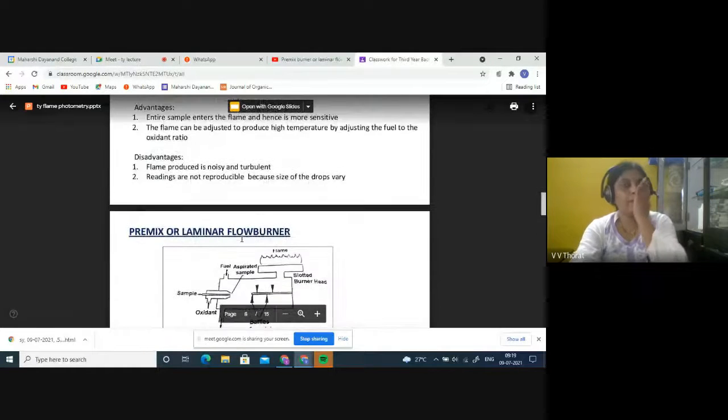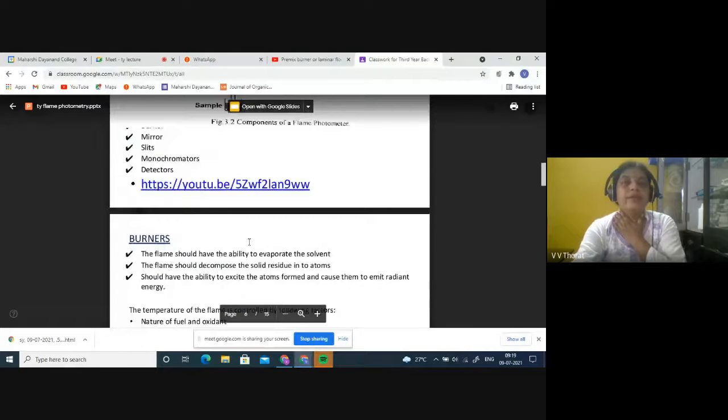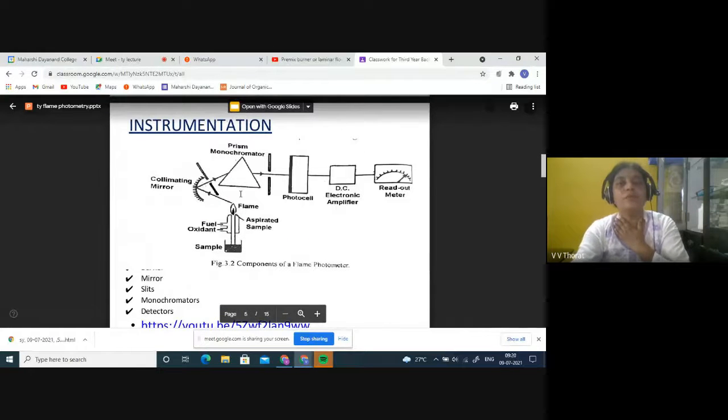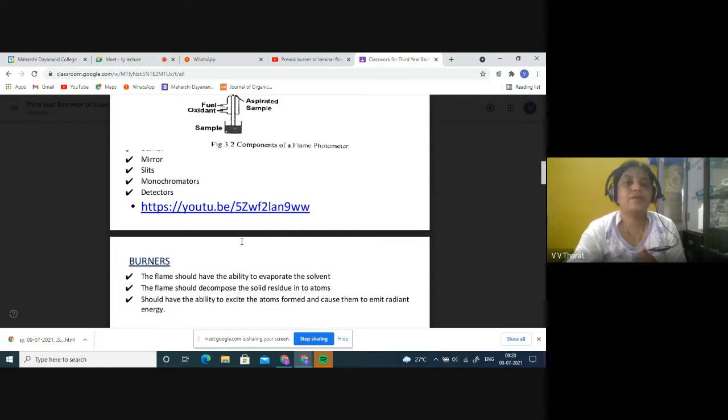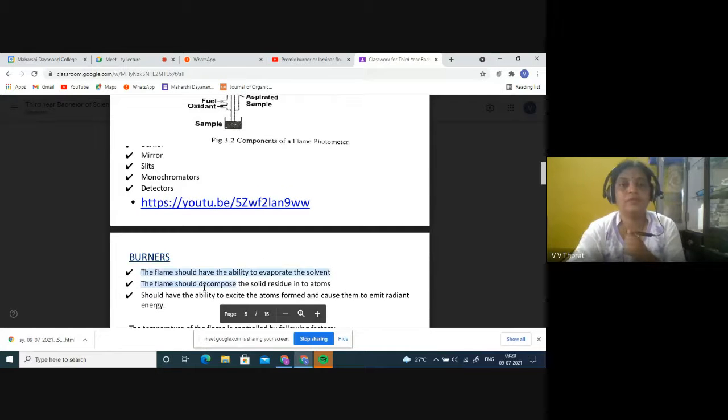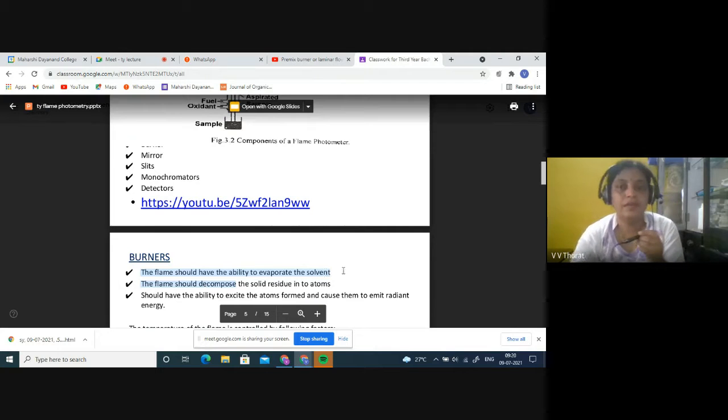Yes, so the first component of a flame photometer was your burner. This is the main component of the flame photometer. So first you have to write what is the role of burner. We have seen, it is so simple. Vaporize the solvent, form atoms, and the atoms should be excited.